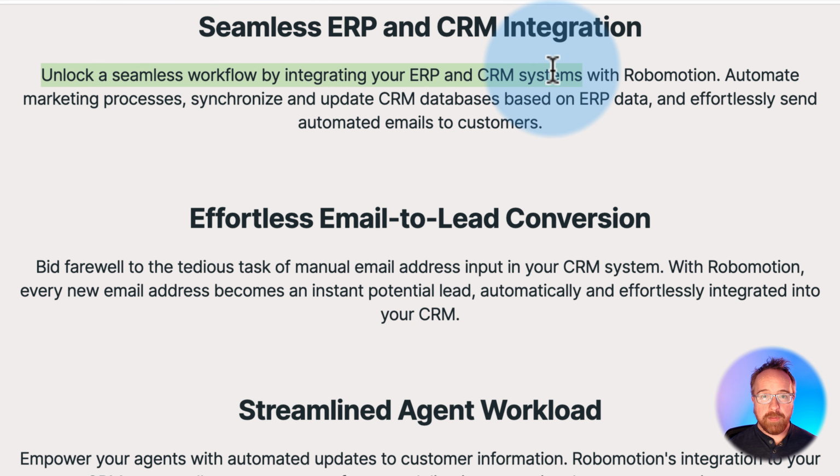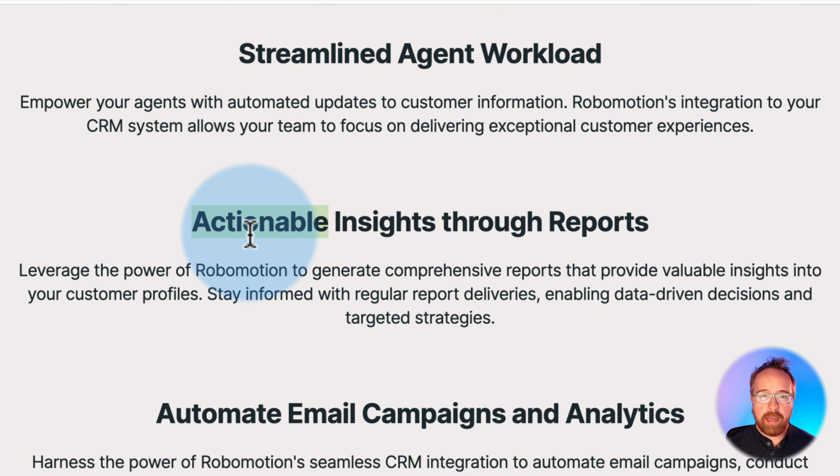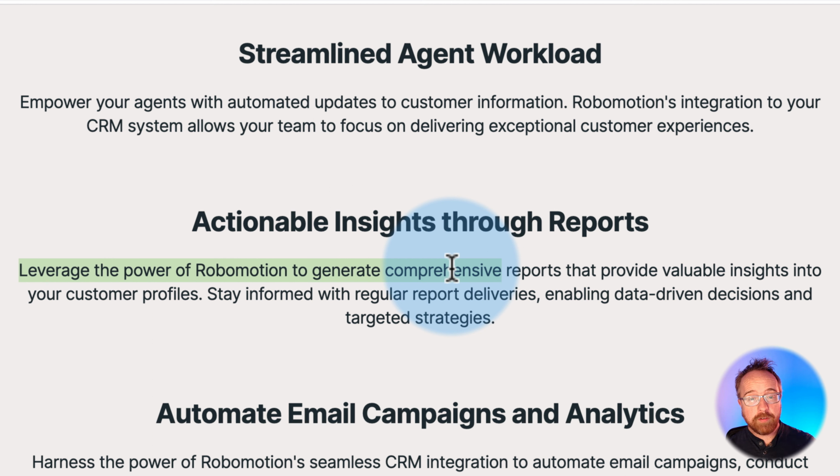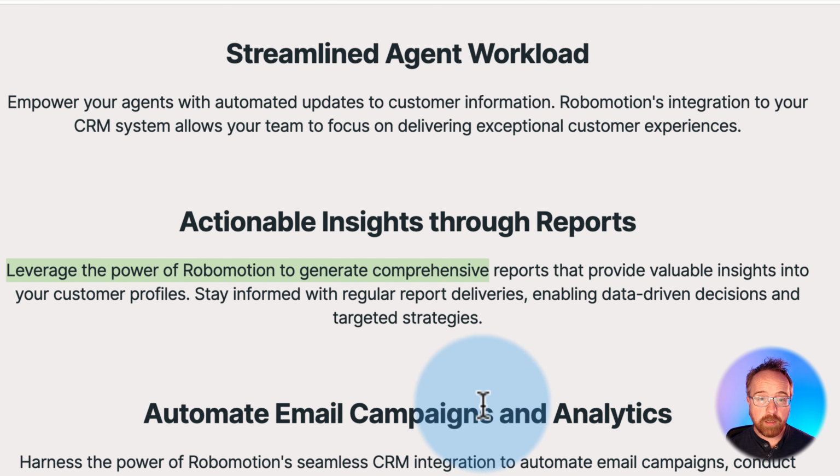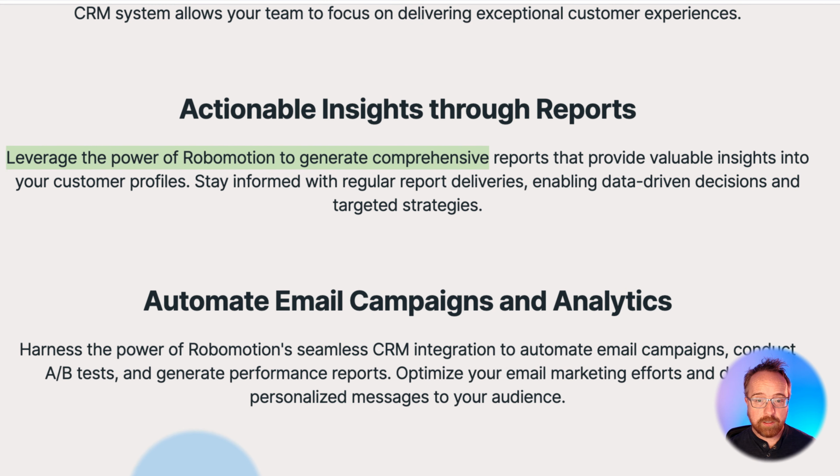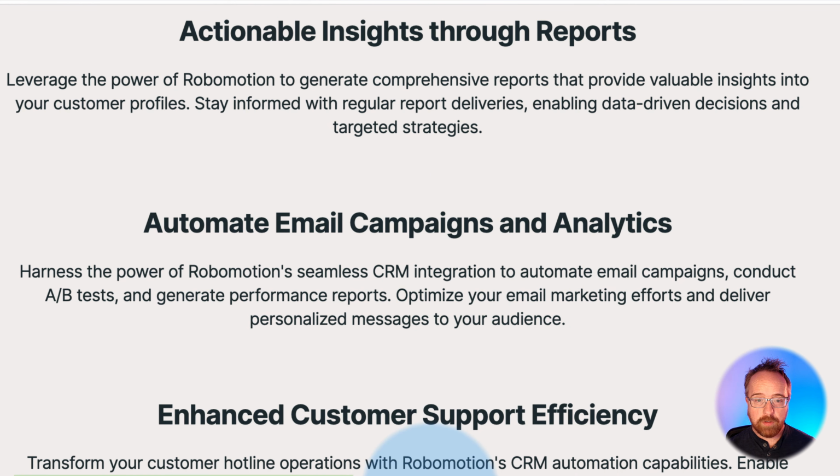Let's check out CRM automation. Robomotion integrates with your ERP and CRM systems because they exist either on your computer or on the internet, and Robomotion can work with either of those. You can create actionable insights through reports. So you can create any kind of report that you want, pulling data from tons of sources. Obviously, you have to make the report first. You have to know the process of making that report, and then you can automate it using Robomotion, collecting data from all kinds of different sources. You can automate your email campaigns and analytics. You can enhance customer support efficiency with functions like auto replies, automated customer recognition, streamlined customer data management, just to help your customer service agents get the data faster.